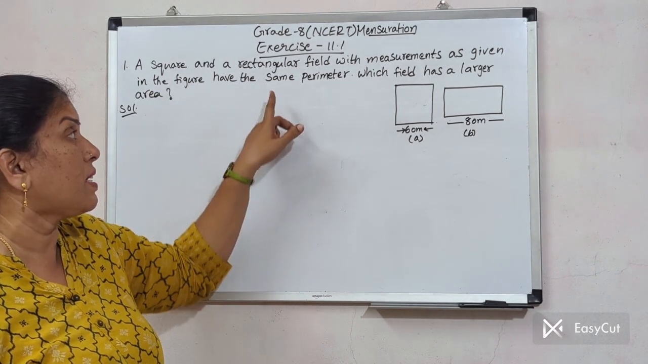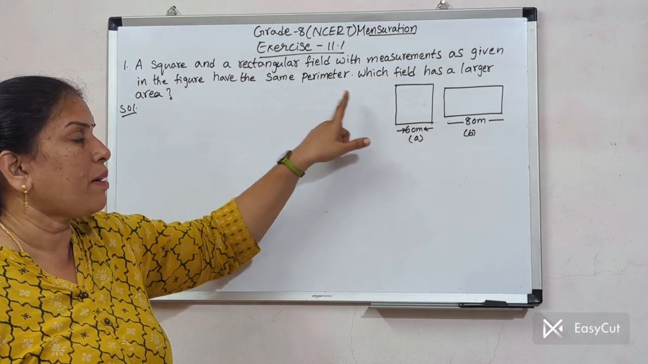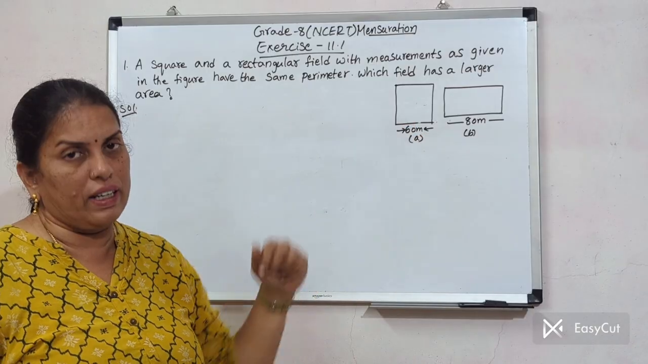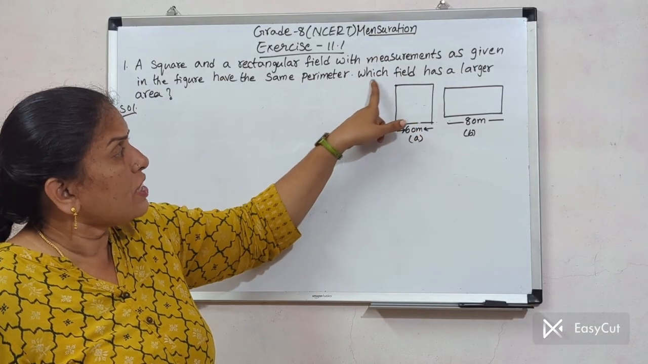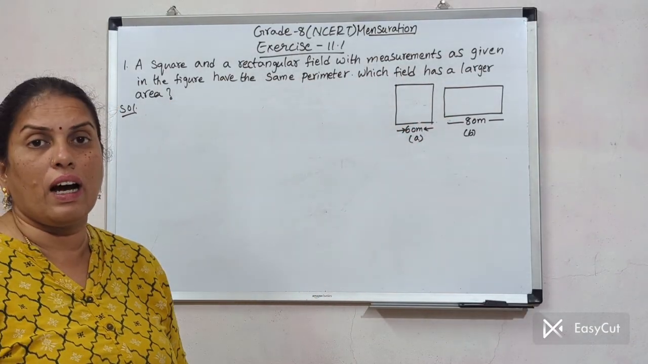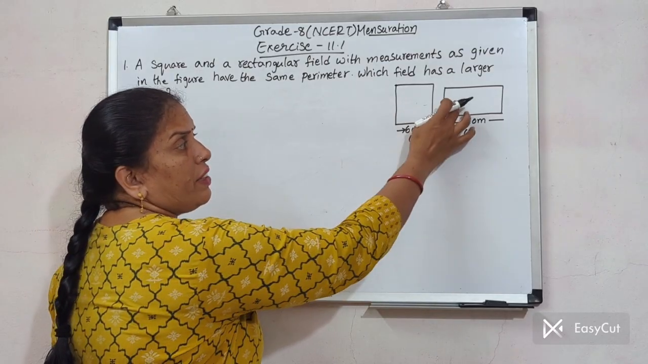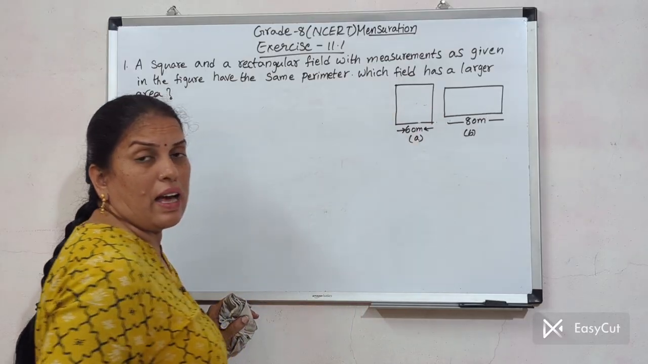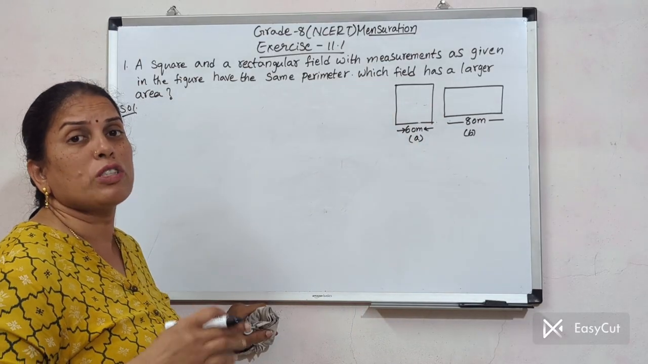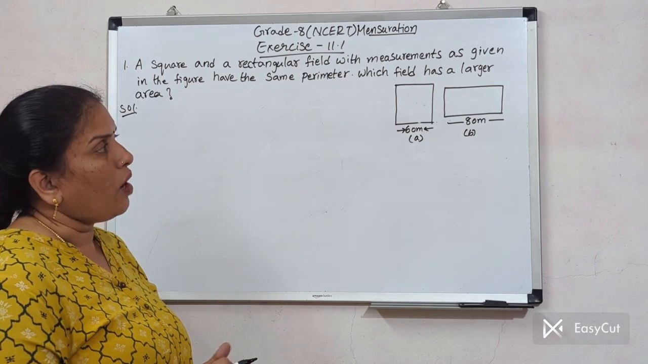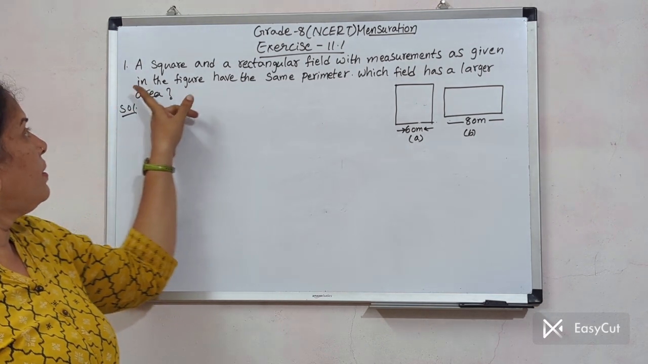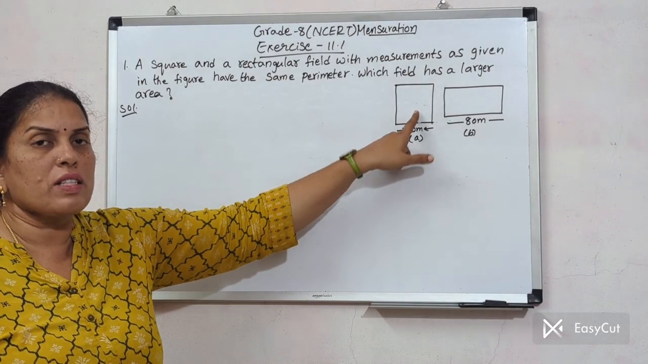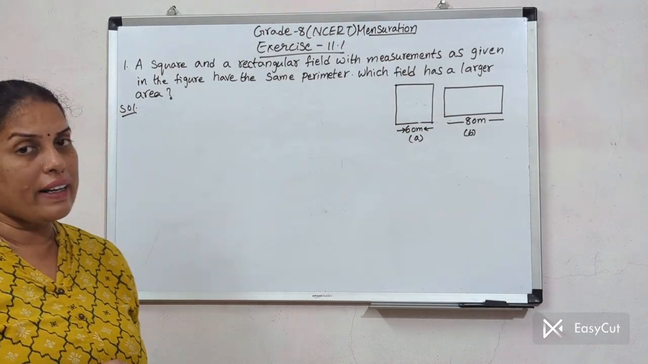They have given us one clue: same perimeter. That means the perimeter of the square and the perimeter of the rectangle are equal. Which field has a larger area? They are asking which of these two fields has a larger area, that is, which occupies more space, the square or the rectangle. In the question they told us the figures have the same perimeter, that means perimeter of a square is equal to perimeter of a rectangle.